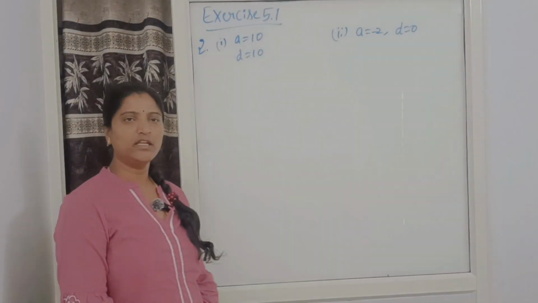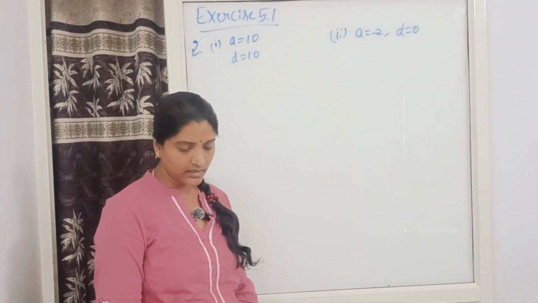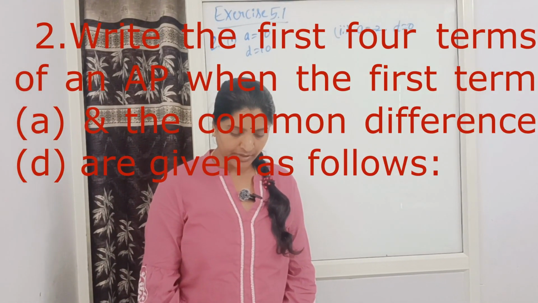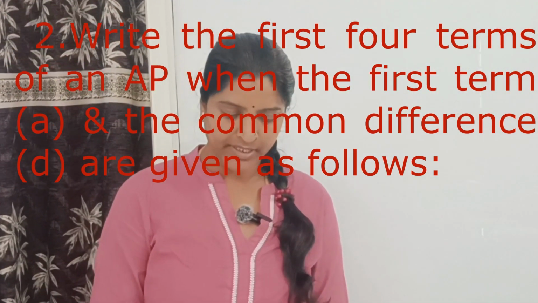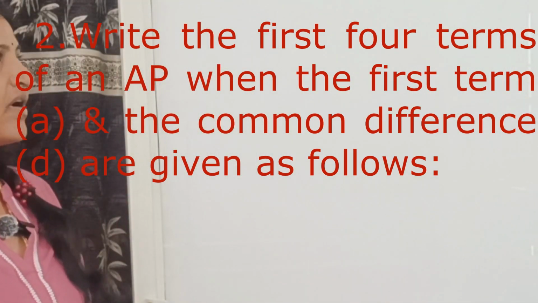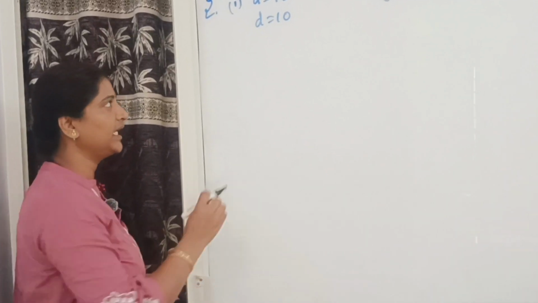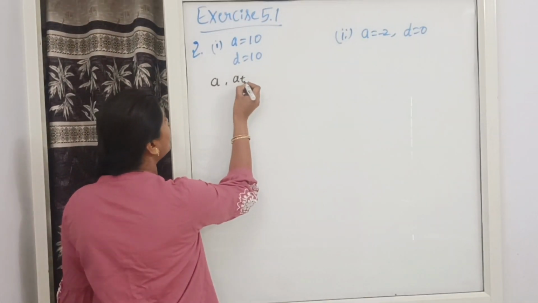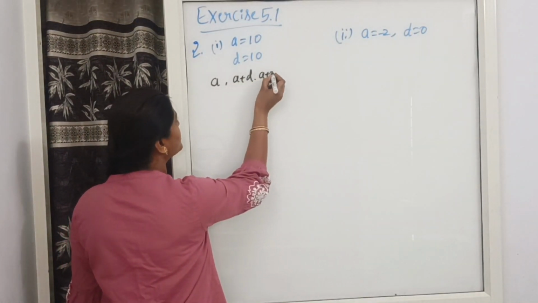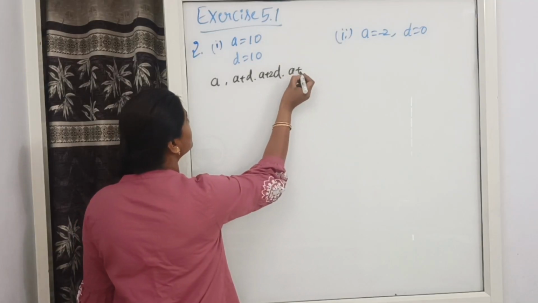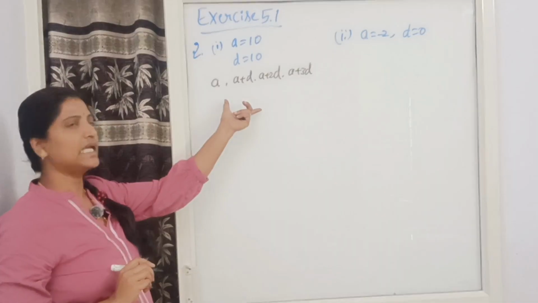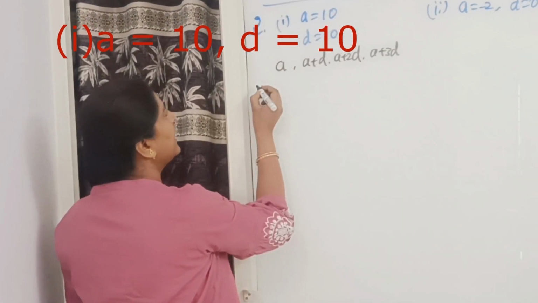Let us see the second question under exercise 5.1. Write the first four terms of the AP when the first term A and the common difference D are given as follows. We need to go for the general form of AP. What is the general form of an AP? A, A plus D, A plus 2D and A plus 3D. Actually, they asked only 4 terms. This is enough.